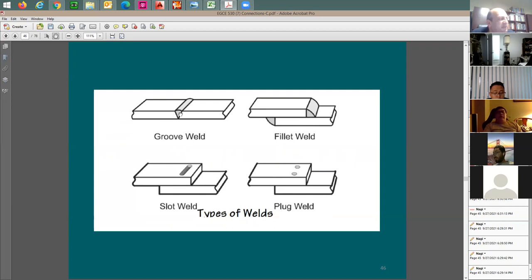This is here considered to be full pin weld. It's not really butt weld. Butt weld, when you have the materials going to be fully between the two plates, as if you cut the two plates like this, and then you fill it completely with the weld material.